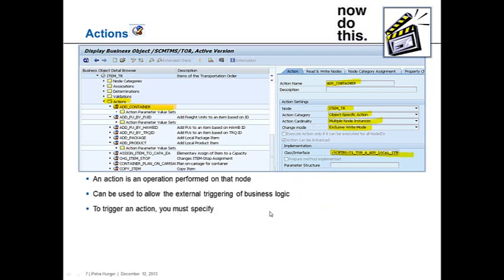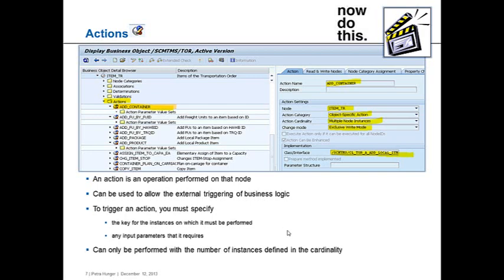To trigger an action, you must specify the key for the instances on which it must be performed and any input parameter that it requires. An action can only be performed with a number of instances defined in the cardinality. Now let's go to the system and have a look at the action, its class, and how you can set it up as being relevant for create, change, or delete mode.